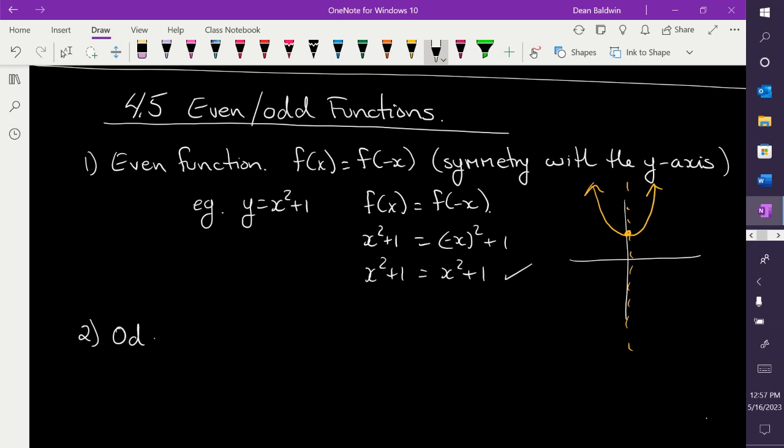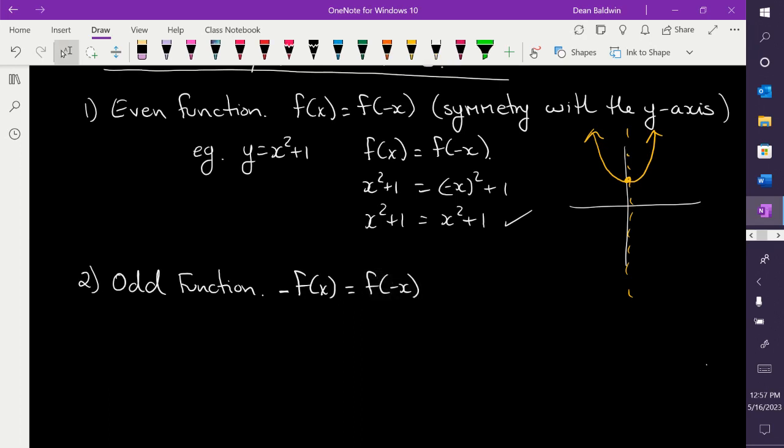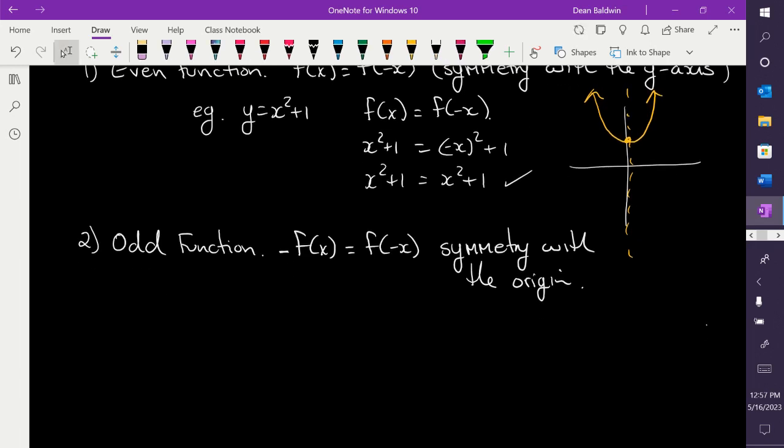An odd function means negative f of x is equal to f of negative x. It has symmetry with the origin. So we'll look at a couple of cases here. y is equal to x cubed. That's sort of the classic one.